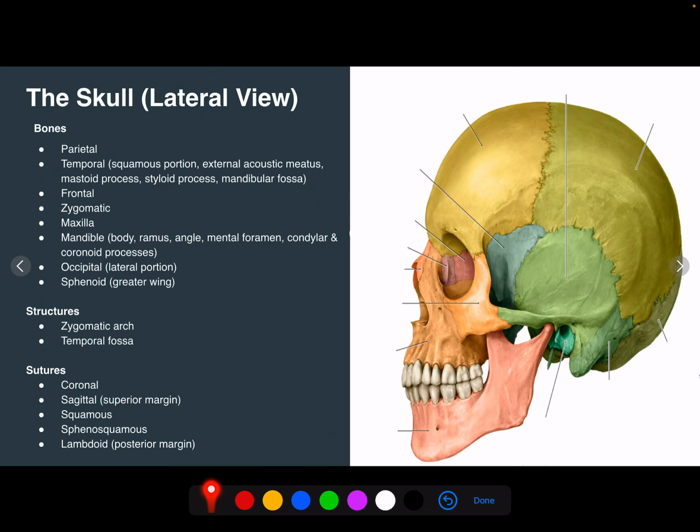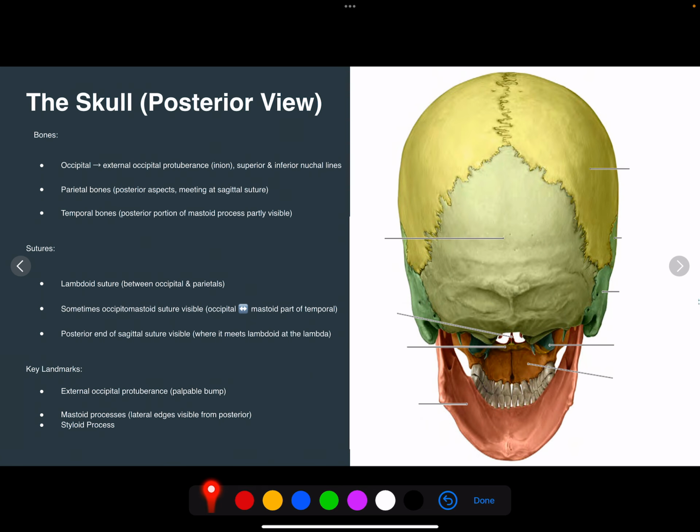We can also see here we have a temporal fossa, and that temporal fossa is going to be the shallow depression on the lateral skull, bounded by the temporal, the parietal, frontal, and sphenoid bones. All right, so if we go on, we can take a look at a posterior view.